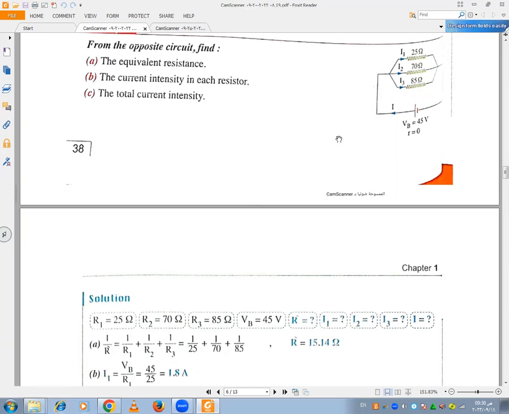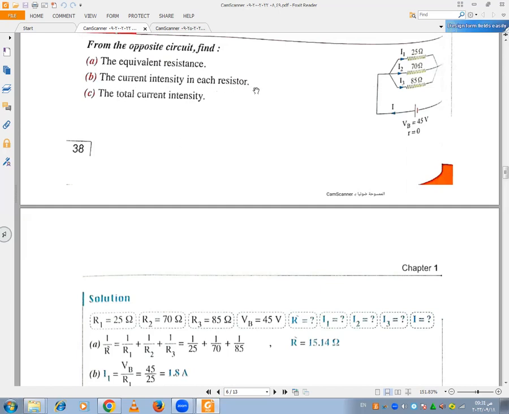Using your calculator, you will get the equivalent resistance, which is equal to 15.814 ohm. So the equivalent resistance in parallel connection is smaller than the smallest value of them. The smallest value equals 25 ohm, so the equivalent, 15.814, is really smaller than 25. If you have series resistors and you want to get a smaller value, you must connect them in parallel. If you want to get a higher value of resistance, you will connect them in series.